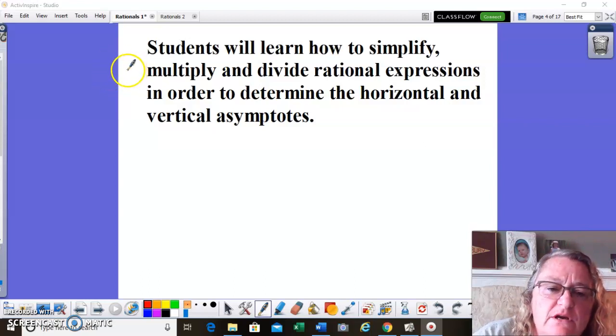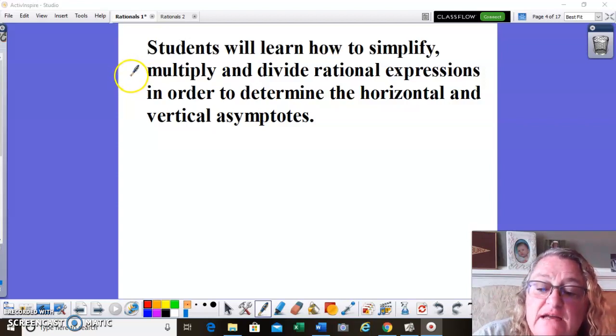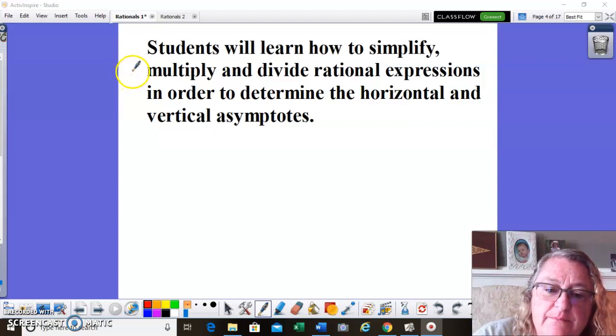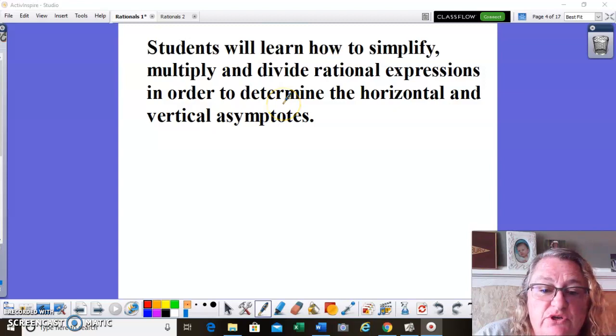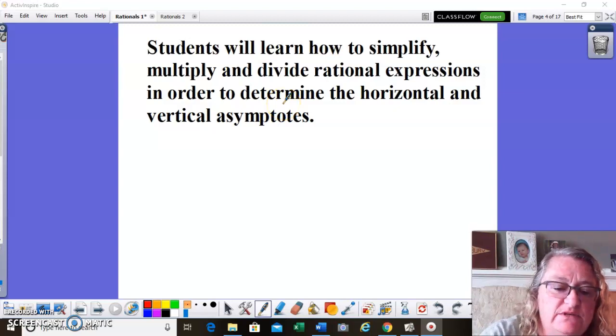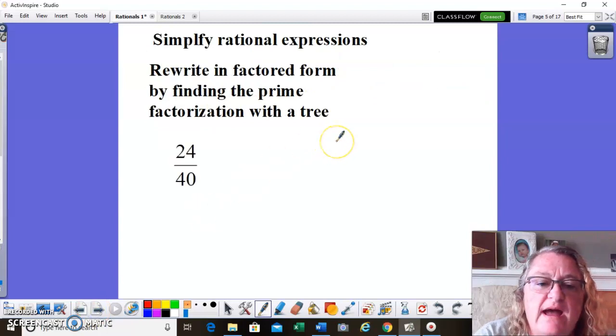All right, so what we're going to be talking about in today's lesson is how to simplify, multiply, and divide rational expressions, with those rational expressions being polynomials, in order to determine some horizontal and vertical asymptotes. First things first, we have to remember how we actually simplify rational expressions or simplify fractions.